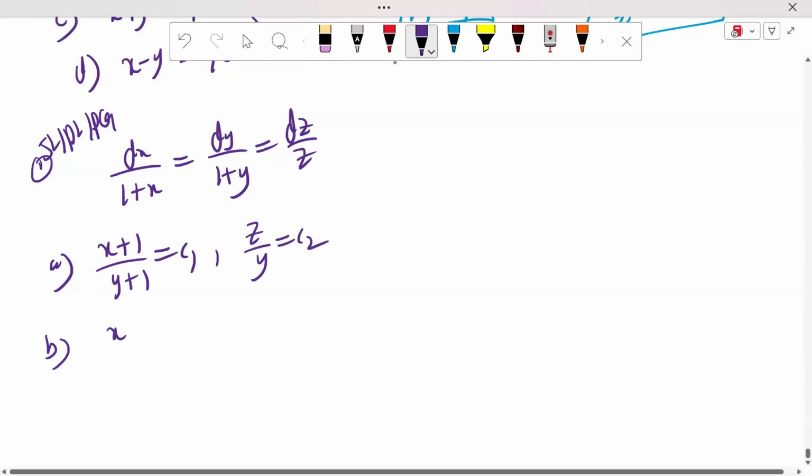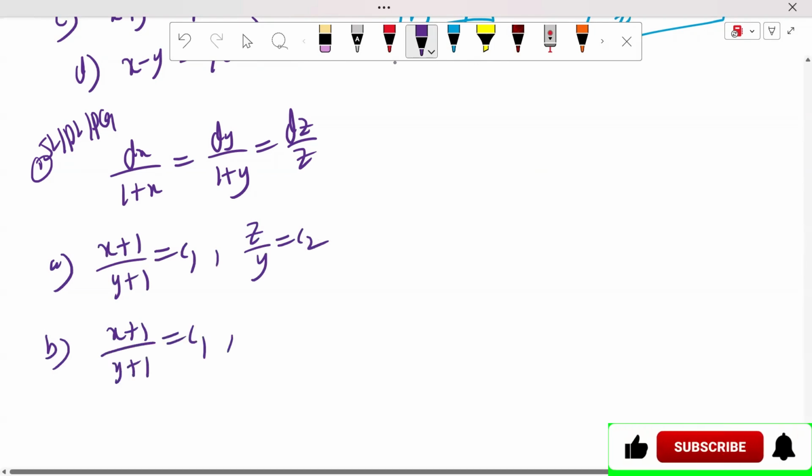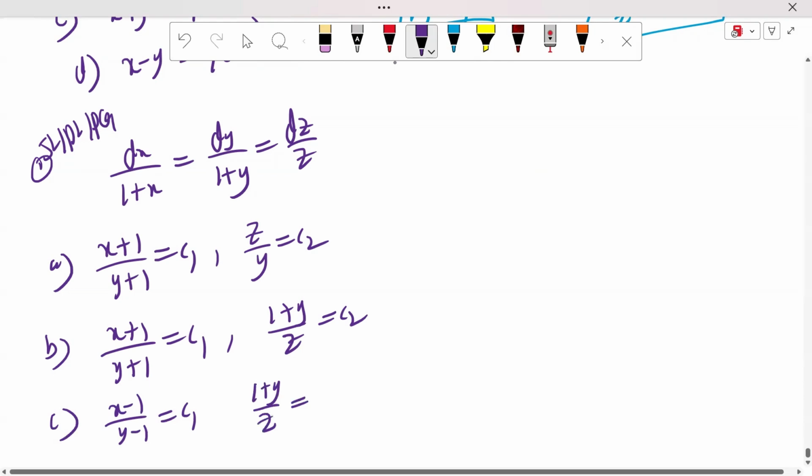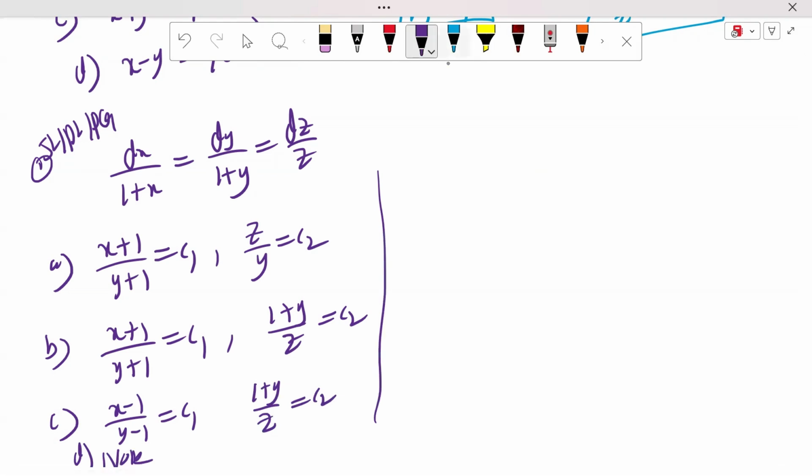Option B, sir. x plus 1 by y plus 1 is equal to c1, comma, it is nothing but 1 plus y by z is equal to c2. Option C, sir. x minus 1 by y minus 1 is equal to c1. It is 1 plus y by z is equal to c2, sir. Option D is none, sir. So this question can be written as, we can take the first two fractions, sir.